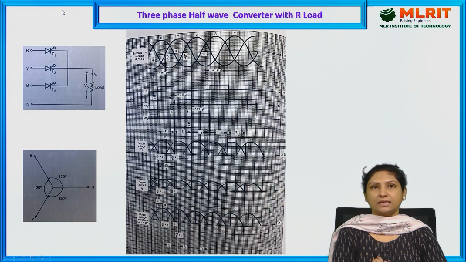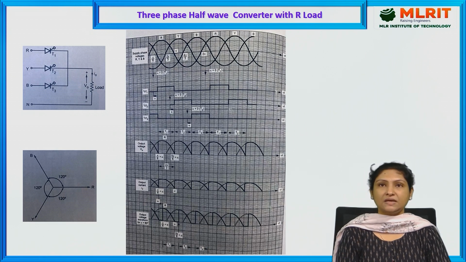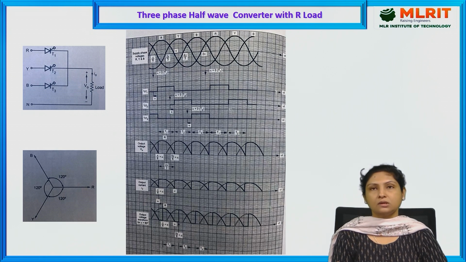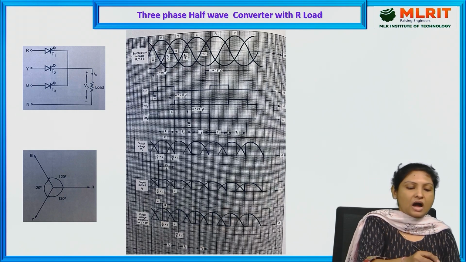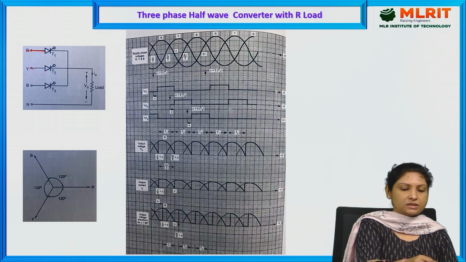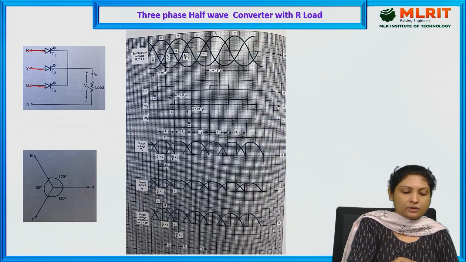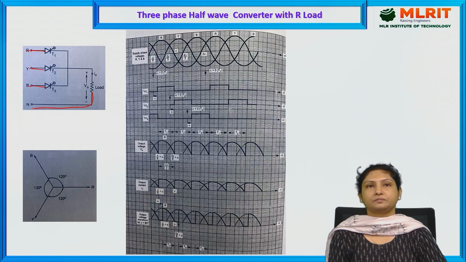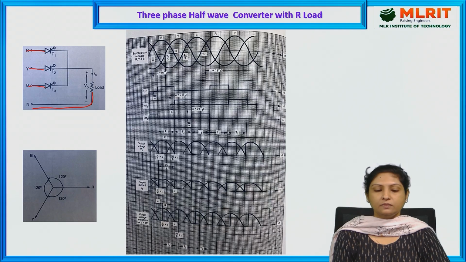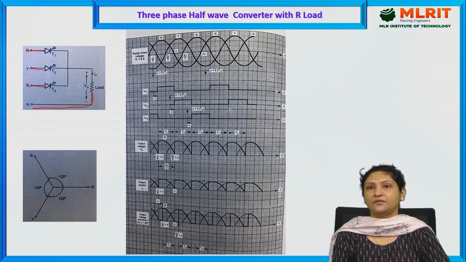And in today's lecture, we will be seeing three-phase half-wave converters with R load. If you see, here R phase is connected to thyristor 1, Y phase is connected to thyristor 2, and B phase is connected to thyristor 3. And here the load's other terminal is connected to neutral. And here the supply voltage is three phase.